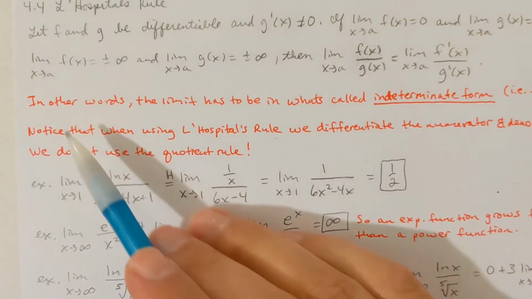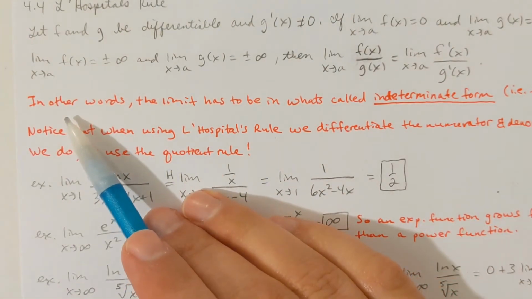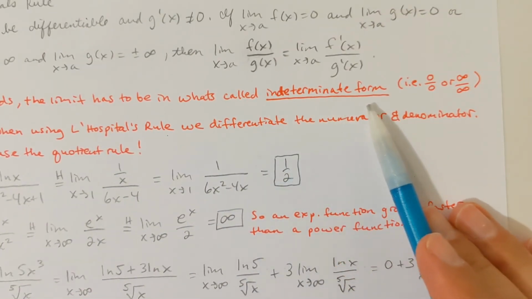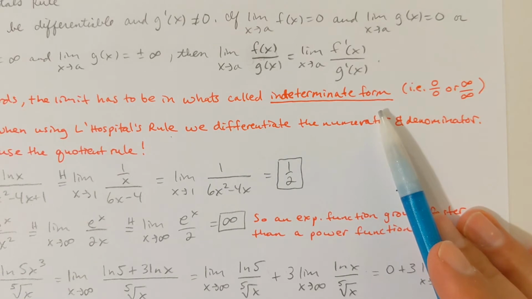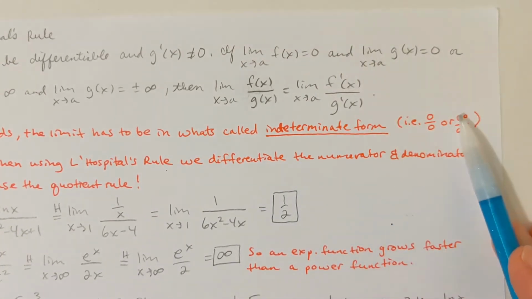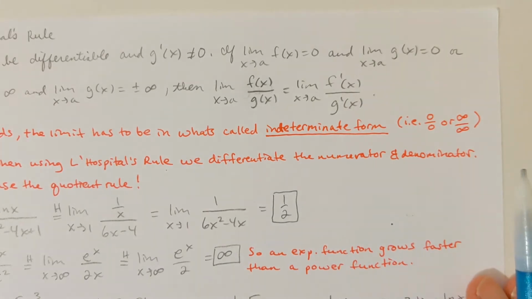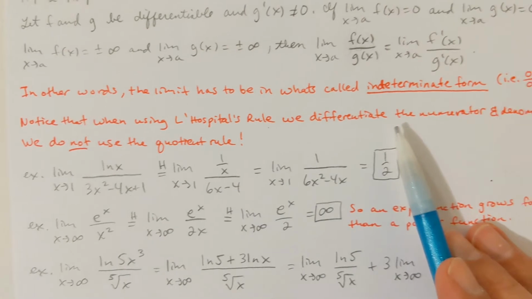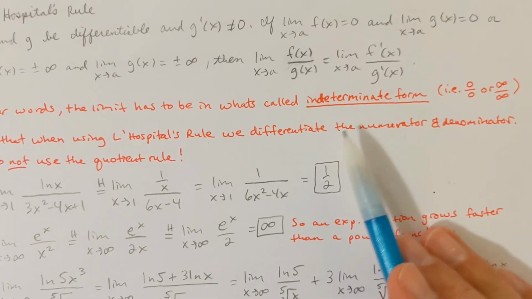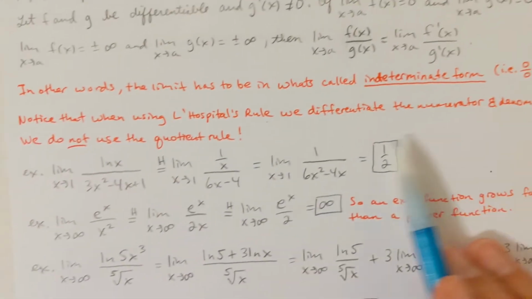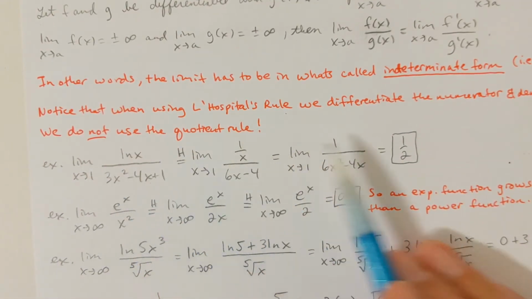Okay. Now, in order to use L'Hopital's rule, the limit has to be in what's called indeterminate form. Indeterminate form means that you're in the form 0 over 0, or infinity over infinity. Okay? Now, when you use L'Hopital's rule, you're just going to simply differentiate the numerator and differentiate the denominator. Okay? We do not use the quotient rule.